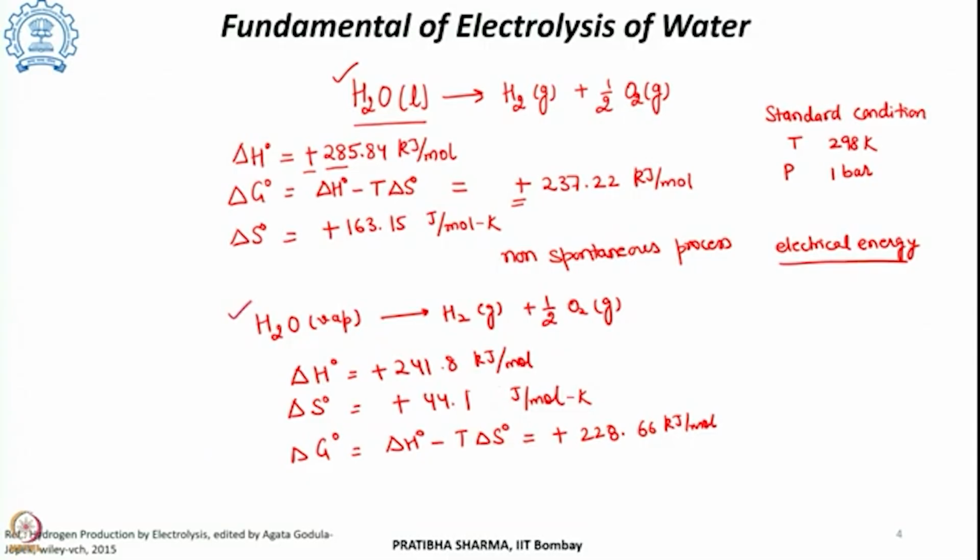The difference between the delta H values for when water is in liquid state and when water is in vapor state equals 44.04 kilojoule per mole, and this is nothing but the required enthalpy for vaporization of water.